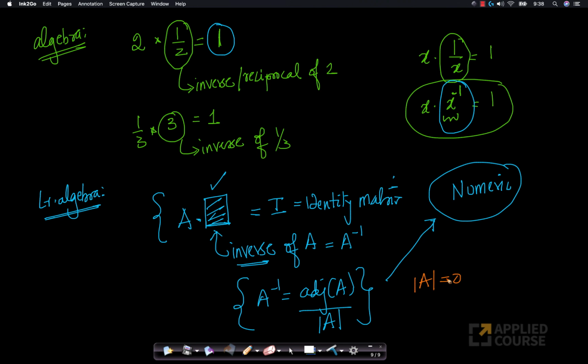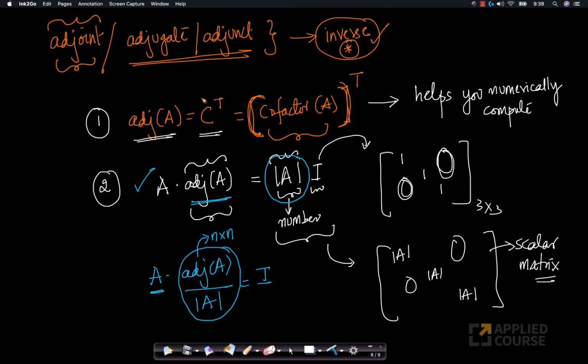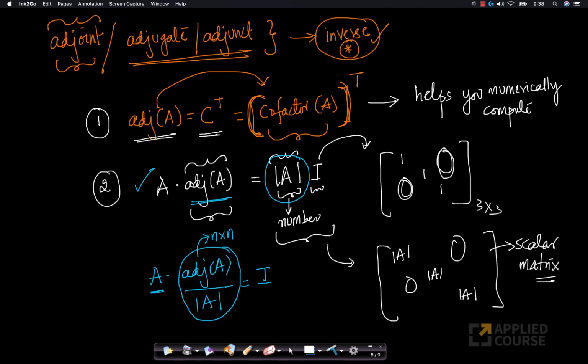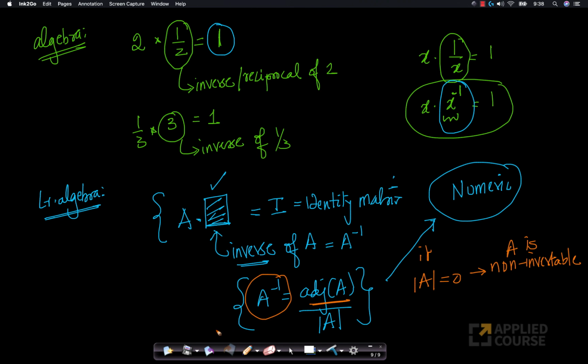So now look at this. If det of A equals 0, then A is not invertible. Otherwise, A is said to be invertible, because we can compute A inverse numerically by computing adjoint of A. And to compute adjoint of A numerically, we need to compute the cofactor of A, and to compute the cofactor of A, I need to use the minors of A. That's the flow of logic here. I hope this is clear.